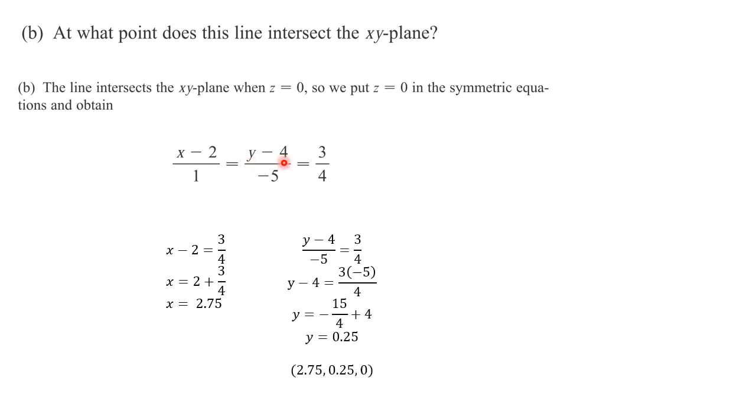Solve it for x, and we'll get x = 2.75. Similarly, (y - 4)/(-5) = 3/4. Solve it, we'll get y = 0.25. So the line intersects the xy plane at (2.75, 0.25, 0).